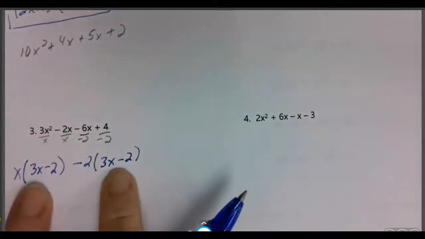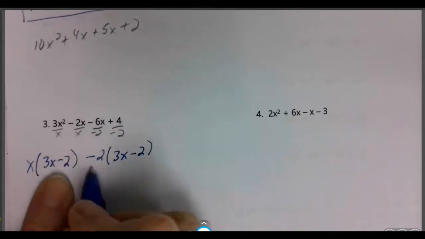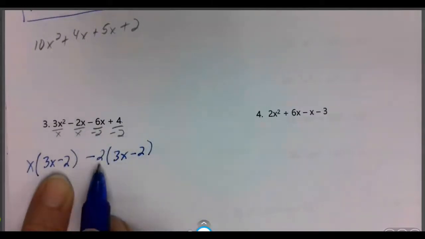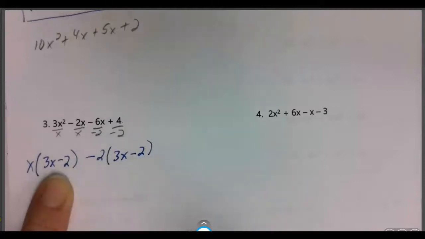Do I have the same thing in the parentheses? So that means I did it right. But I have to factor out a negative. All the other ones were positives, so we didn't have to worry about it. But when that third term is a negative, I have to take out a negative number. I find the greatest common factor, but I have to take out a negative.